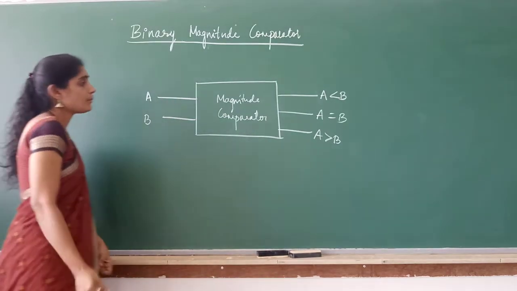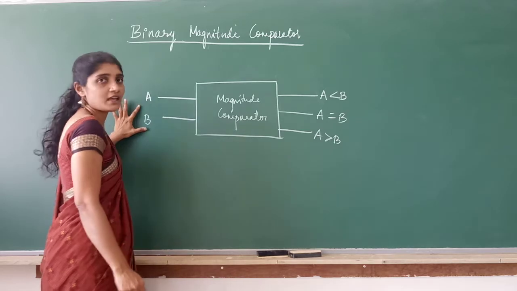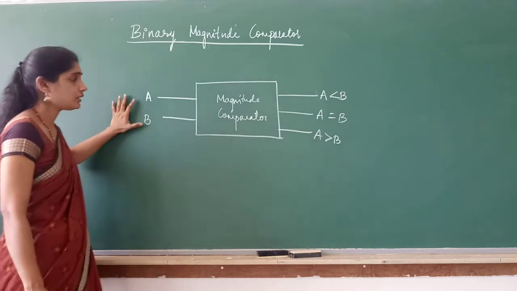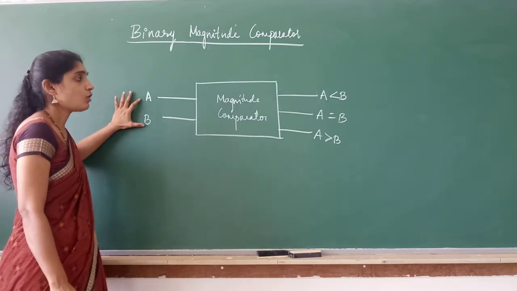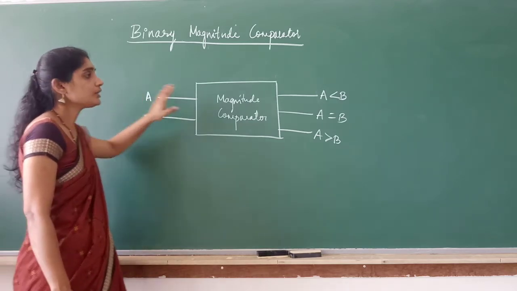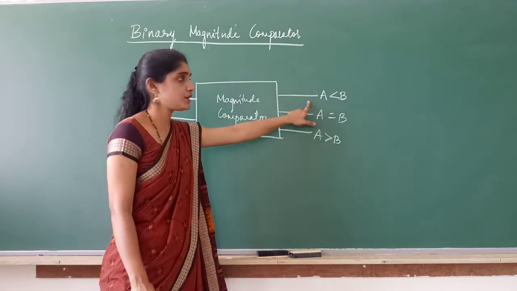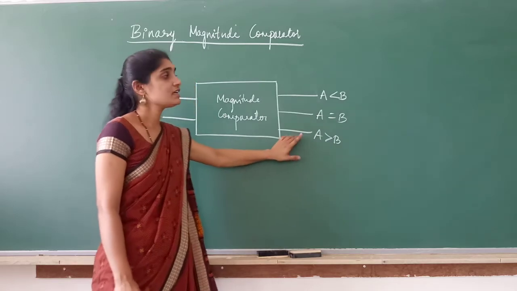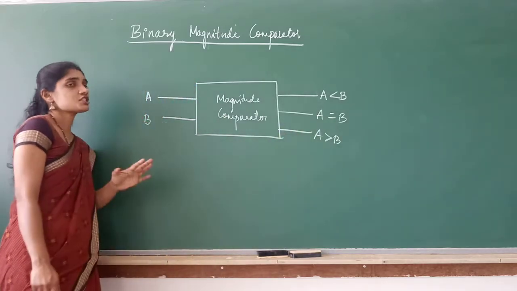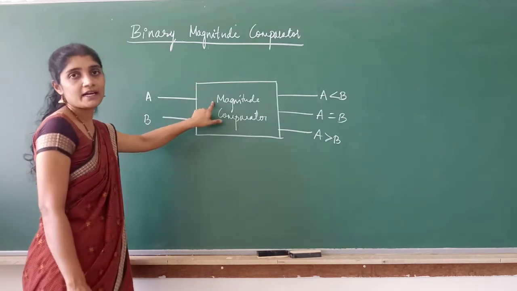So for a magnitude comparator, when it compares two numbers A and B, where A can be 1 bit, 2 bit, 3 bit, and B likewise, what is the output we get? It gives us the information whether A is less than B, whether A is equal to B, or A is greater than B. So this is the definition of a binary comparator.